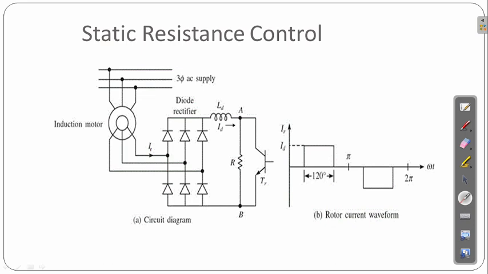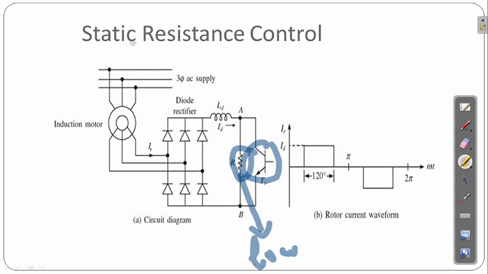Then it will be connected to this switch, and it will be connected across the resistance. Here this resistance will change because of these switches. The resistance, or we can say this as a load. So if there are changes in the switches, the load will also change. So this is the static resistance control. According to changes in these switches, we will have changes in the load.